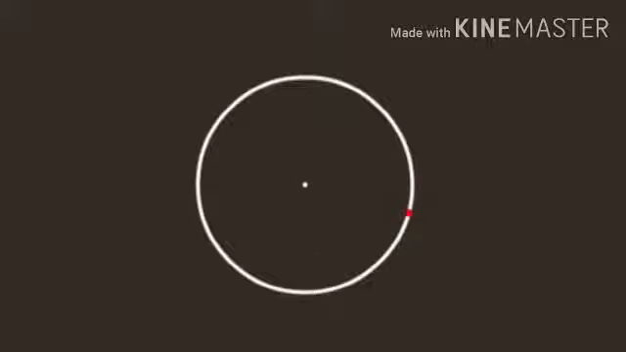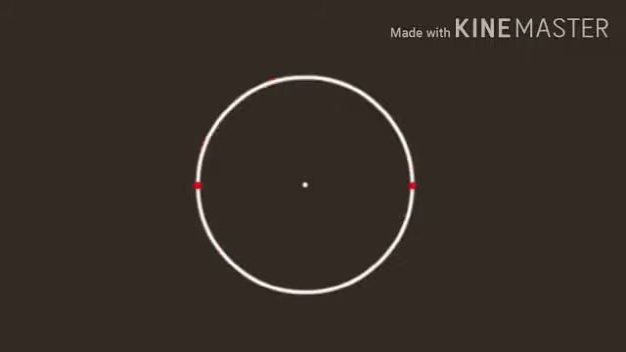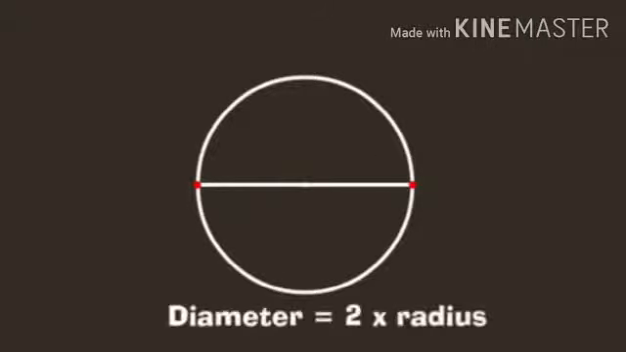A line segment that joins two points on a circle is called a chord. As you can see, a chord can have many different lengths. Can you guess which is the longest chord? It is the one which passes through the center. A chord which passes through the center of the circle is called a diameter. Or we can say that the diameter is two radii put together.